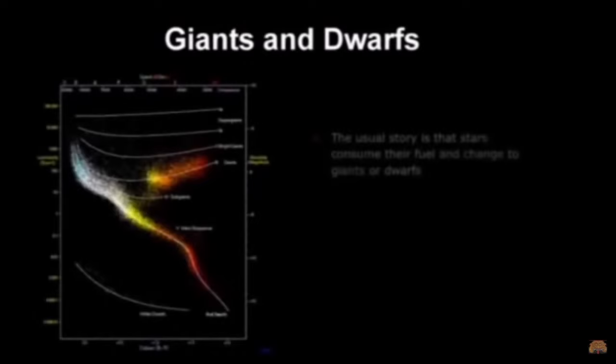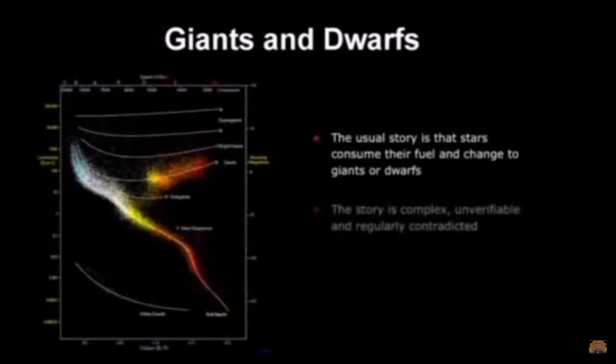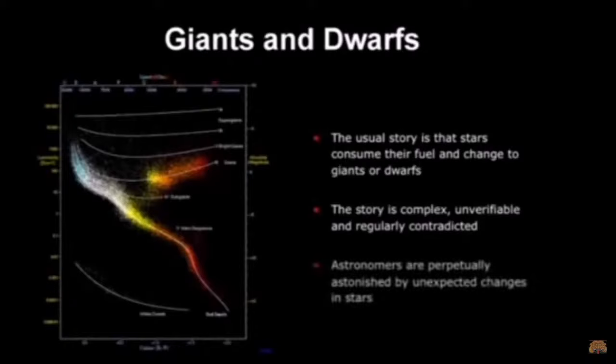Giants and dwarfs. The usual story is that stars consume their fuel and change to giants or dwarfs. The story is complex, unverifiable, and regularly contradicted. This is another version of the HR diagram there. And astronomers are perpetually astonished by unexpected changes in stars.